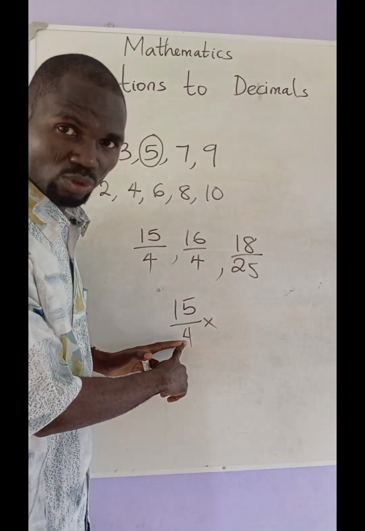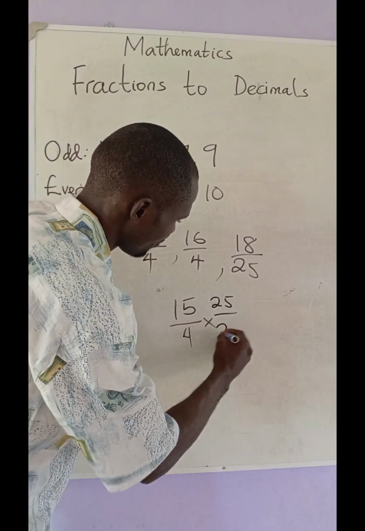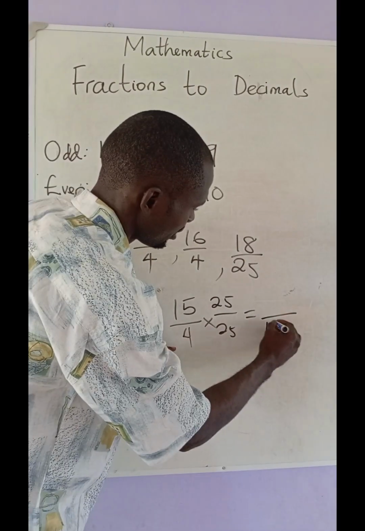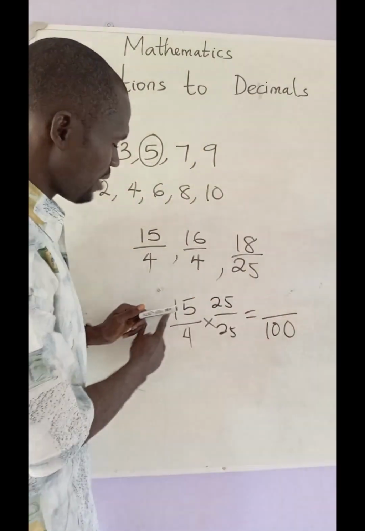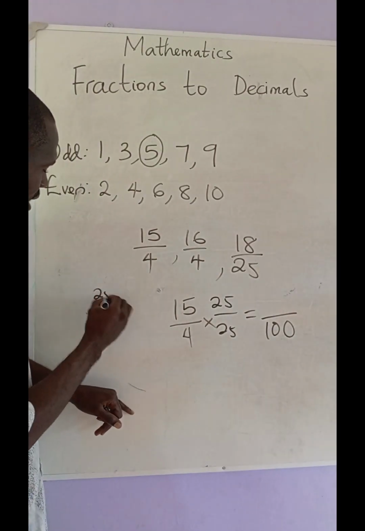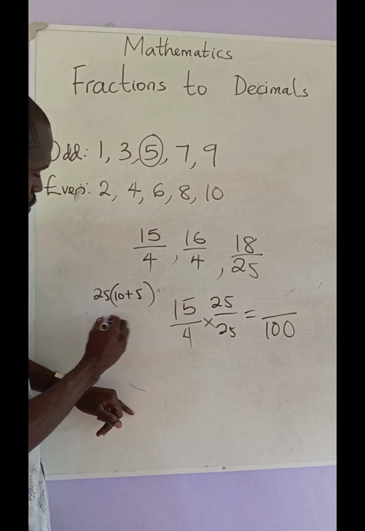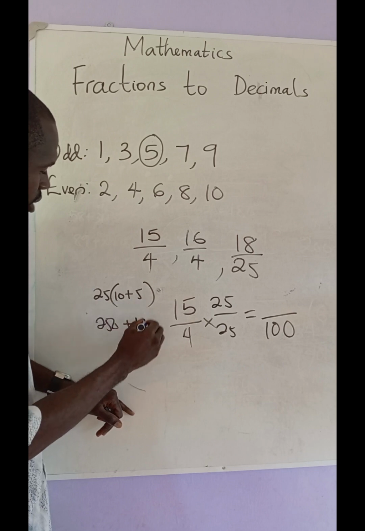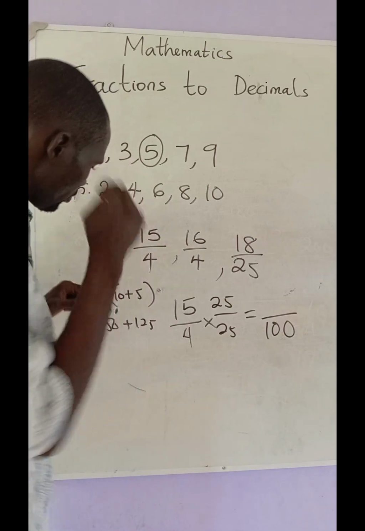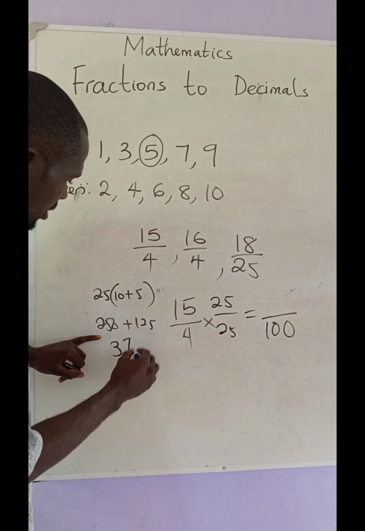So if I multiply this by 25, I will get what? I will get 100. I will multiply each by 25. So if I multiply 25 by 4, it will give me 100. Now, if I multiply 25 by 15, what will be my answer? Let's see. That is 25 times 15. 25 times 10, 250. 25 times 5, 125. Now 125 plus this will give us what? That is 375.